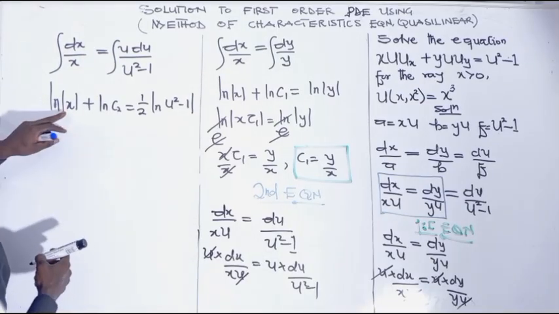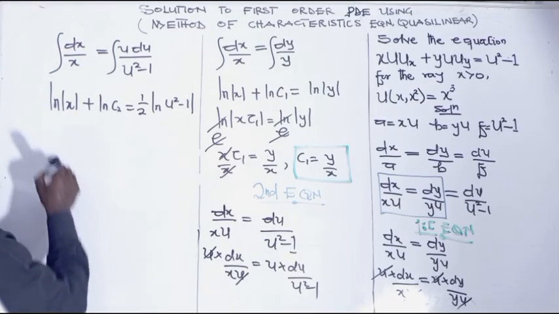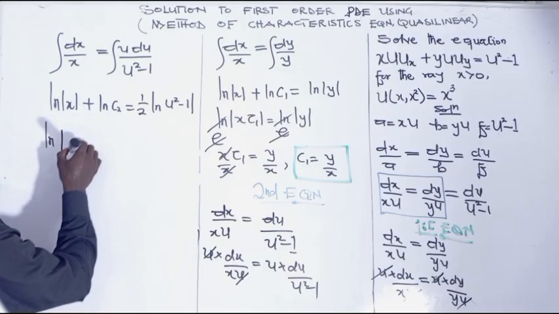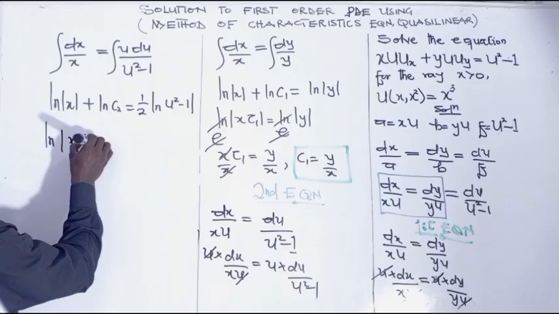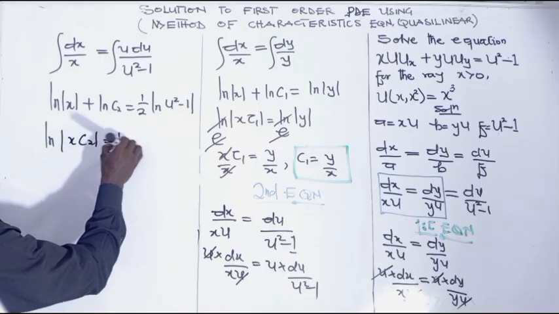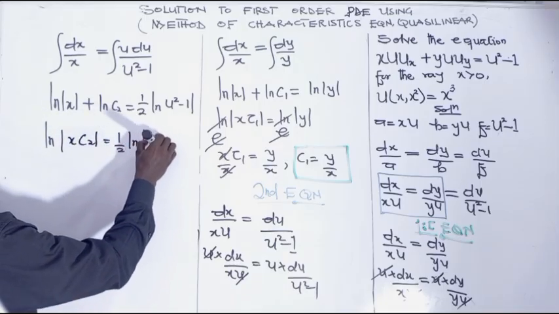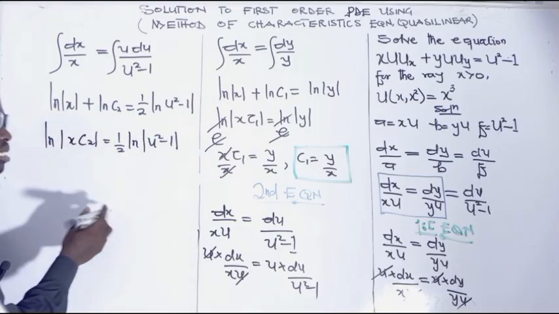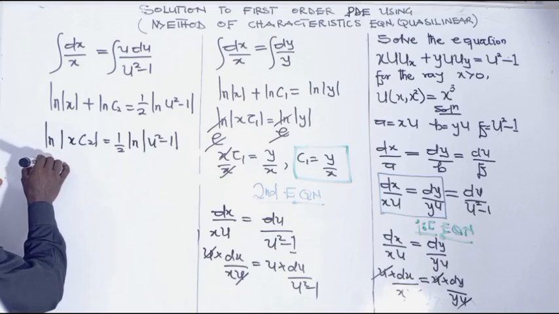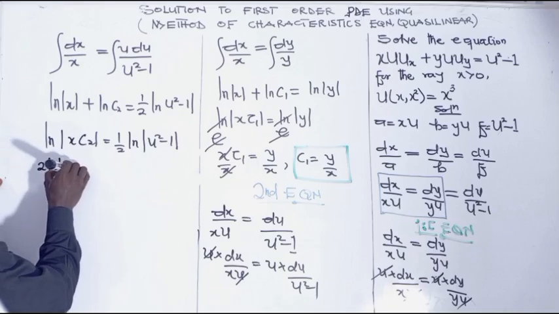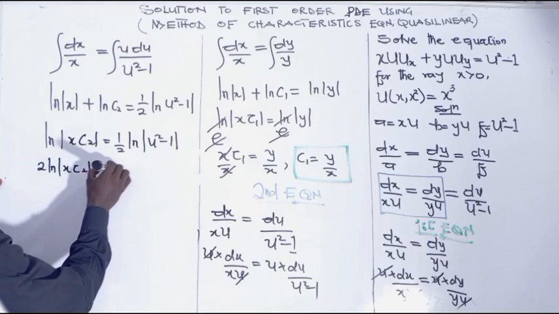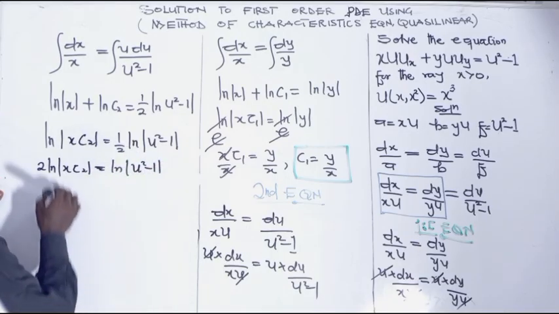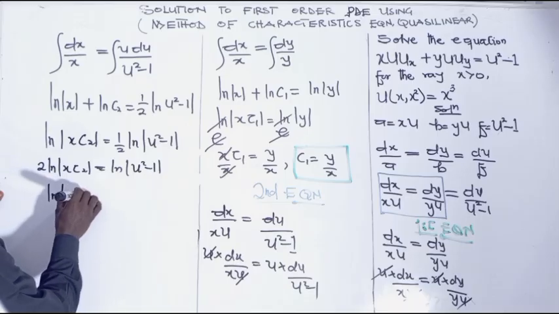So from here, applying our basic knowledge in logarithm, since we have ln and ln, we can decide to take one of the ln, and then since we multiply the argument, we have x multiplying c2, and then we have 1 over 2 ln u squared minus 1. Now let's clear the half or the fraction from the equation by multiplying through by 2. So we are going to have 2 multiplying ln x c2 is equal to ln u squared minus 1. So we can write this as ln of what?